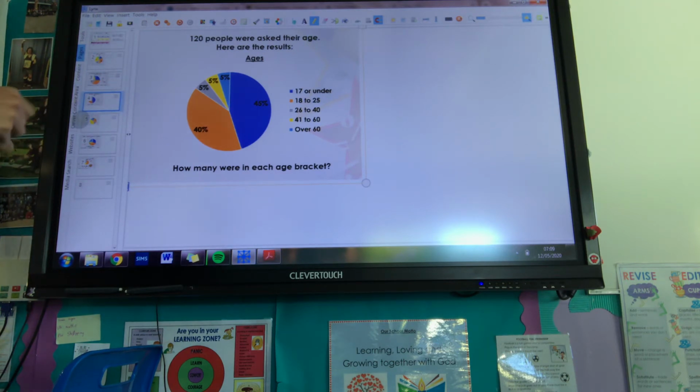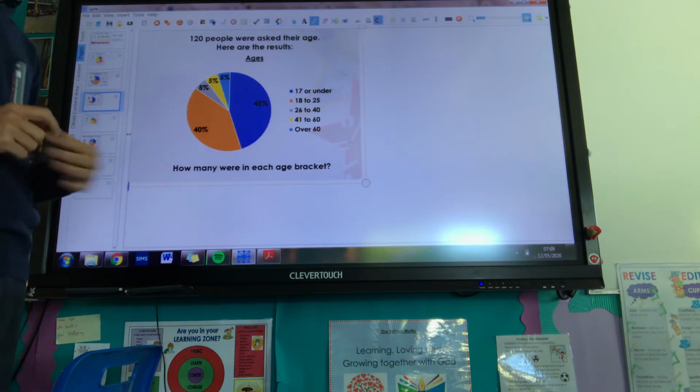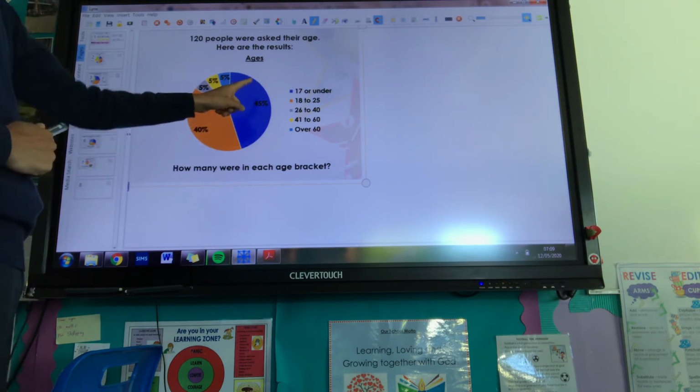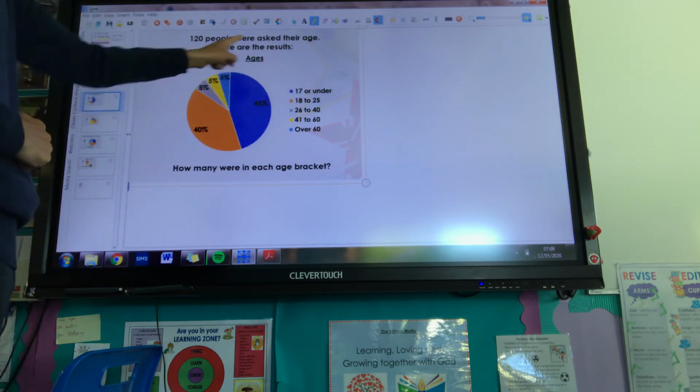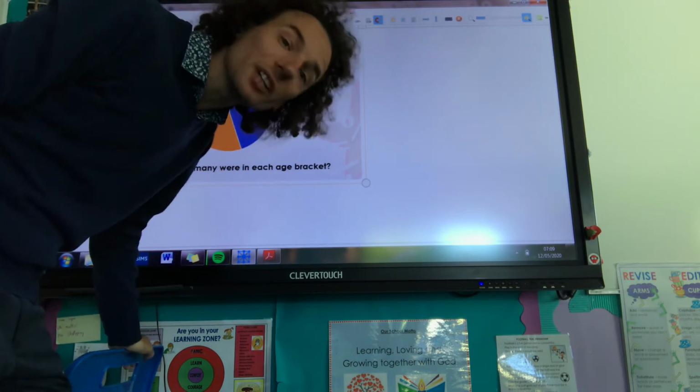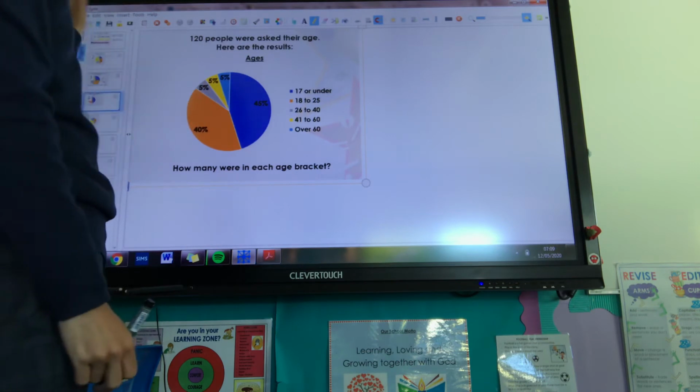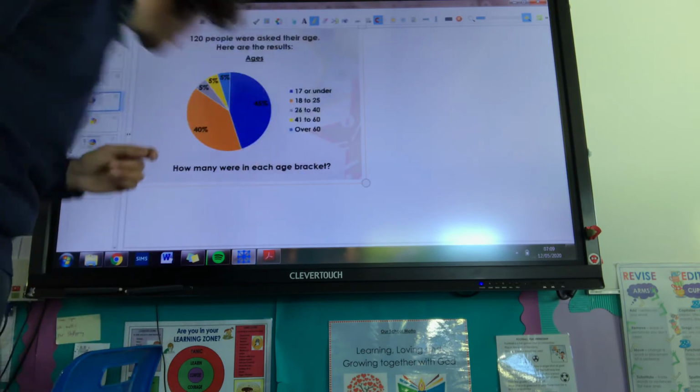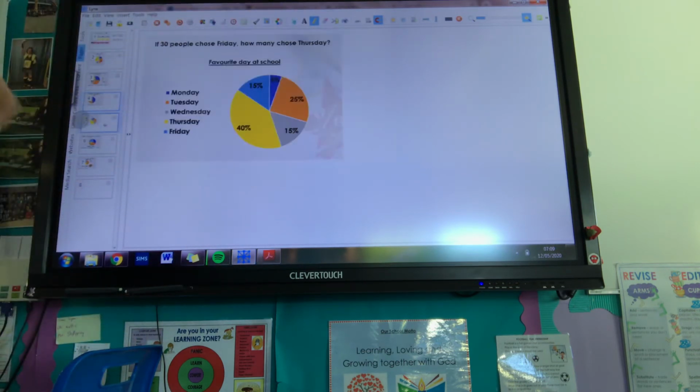Okay then, I'm going to let you do this one yourself. 120 people were asked their age. Here are the results, and it wants you to work out what each is. So 1700 was 45%. What is 45% of 120? You can have a go at that. Using what was on the first slide, you can work this out. That one I'm leaving for you.